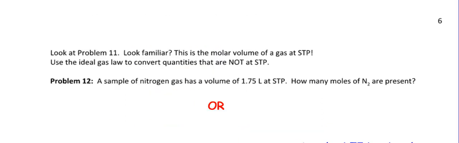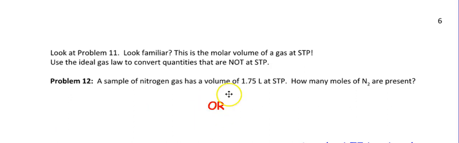All right, so it says, look at problem 11. Does it look familiar? This is the molar volume of a gas. Use the ideal gas law to convert quantities that are not at STP. All right, so if it's at STP, you're allowed to use 22.4. If it's not at STP, you've got to use PV=nRT. So it says a sample of nitrogen gas has a volume of 1.75 liters at STP. How many moles are present?